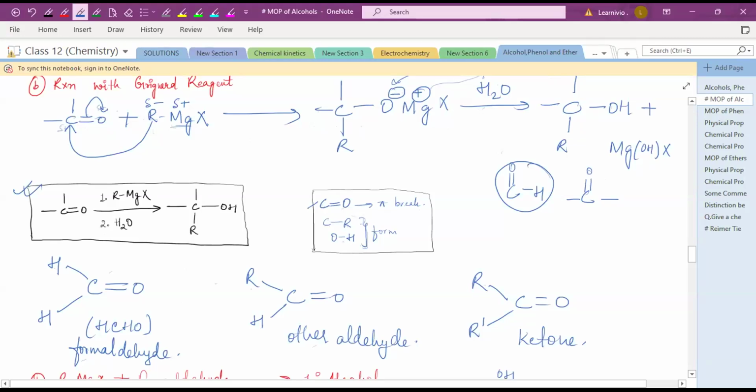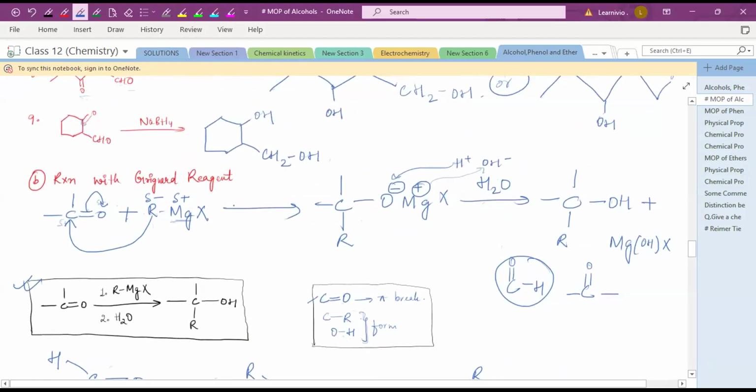And what about the carbon and oxygen bond? This oxygen is more electronegative, right? So it will acquire a partial negative charge and this carbon will acquire a partial positive charge. So this alkyl group will attract this carbon. It will go and attach to it, the bond will shift over here, and a negative charge will come on the oxygen. So the R group, the alkyl group, gets attached to this carbon, and there is a negative charge on the oxygen.